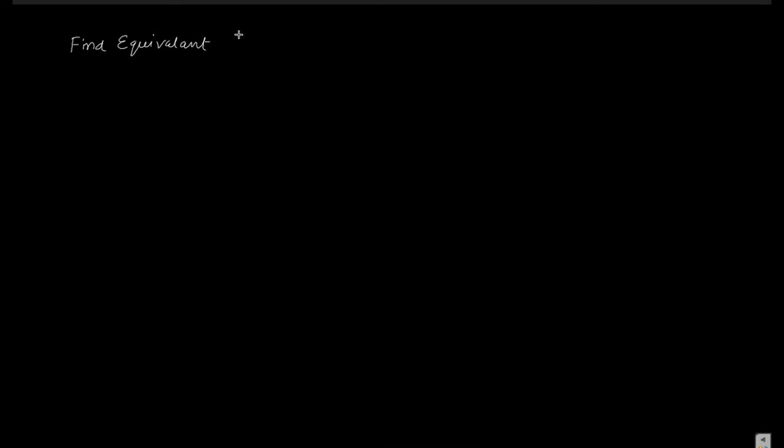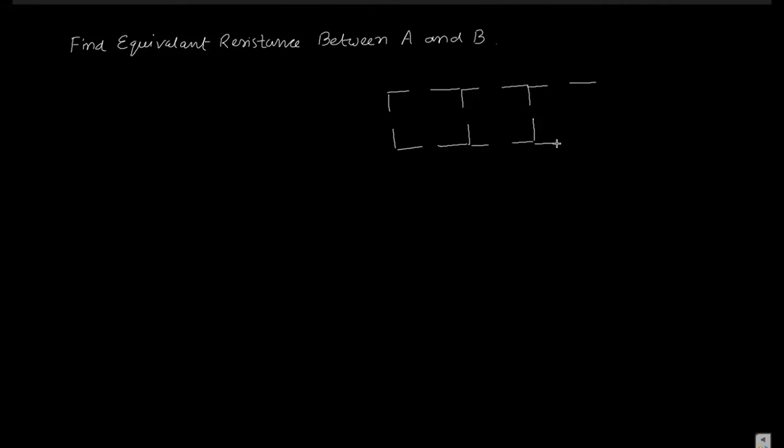the equivalent resistance between A and B. So the circuit is like this. This is a much complicated circuit, but it is easy to solve. I am giving you the hint also for simplifying this circuit.